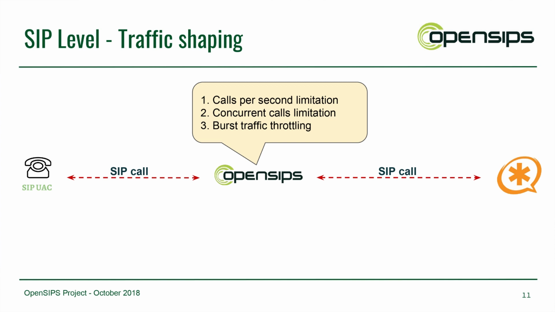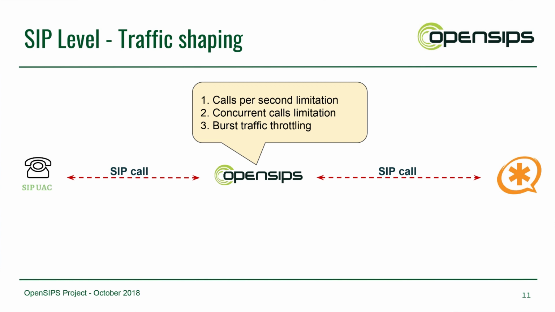Moving on, looking at other things that you can do at the SIP level, you have a lot of capabilities in terms of performing traffic shaping, like applying limits, calls per second, concurrent calls, or controlling the traffic burst. So all of this you can do quite easily right now in OpenSIPS.